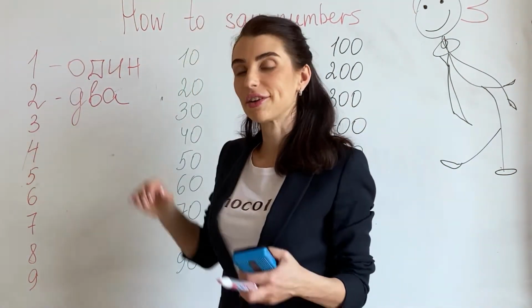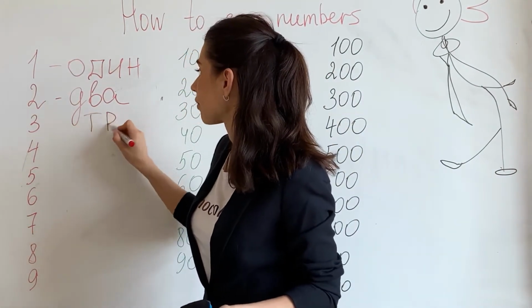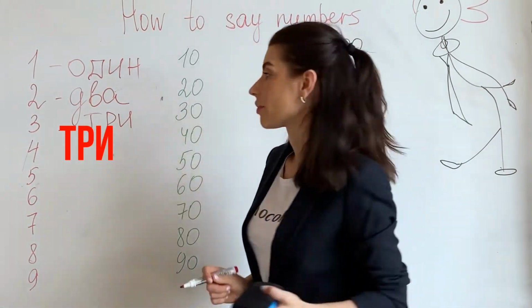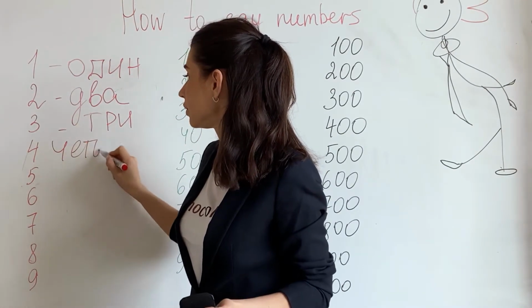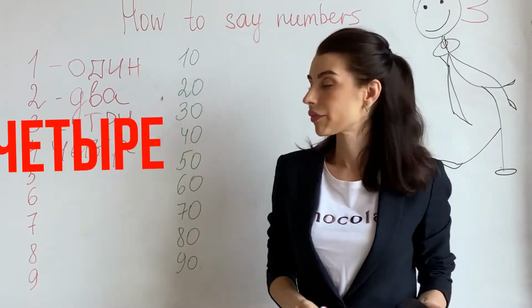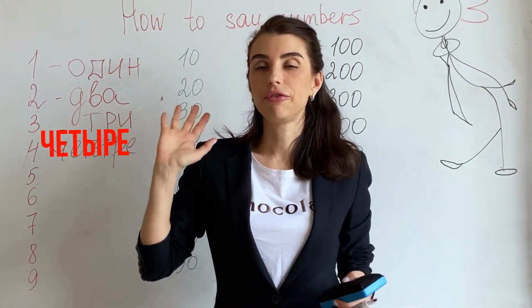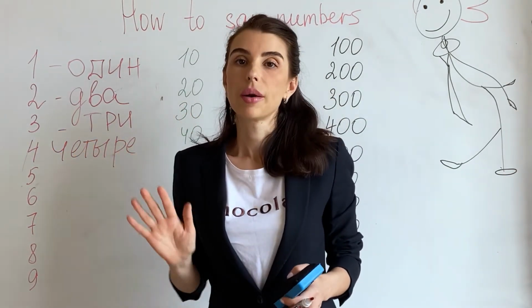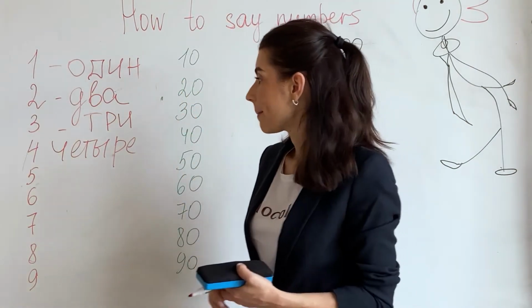So 3, 4. 5, 5 fingers in your hand you have. So 5 пальцев.